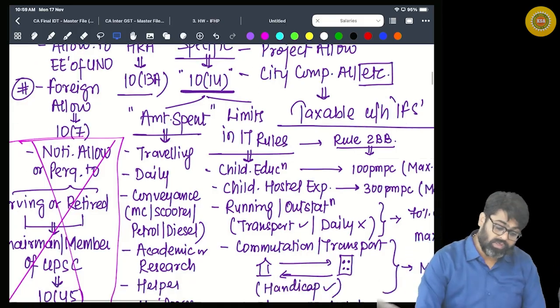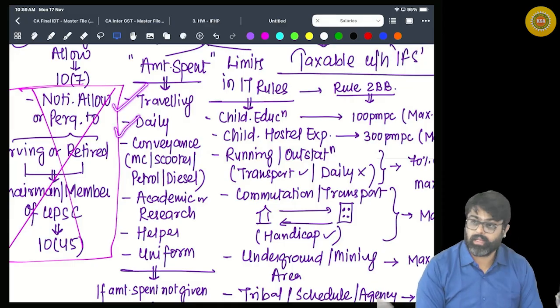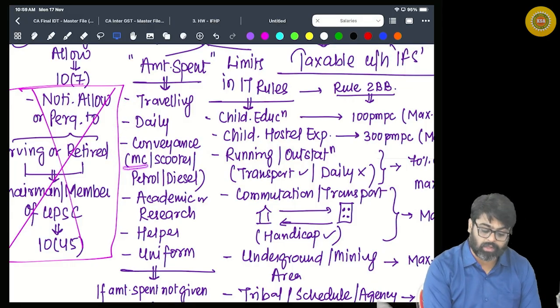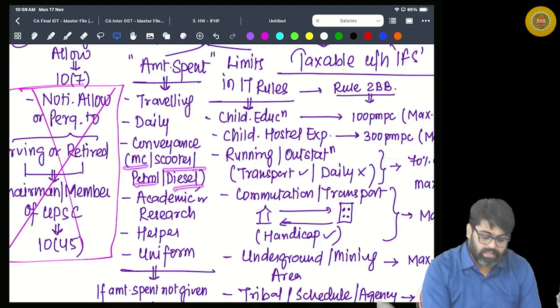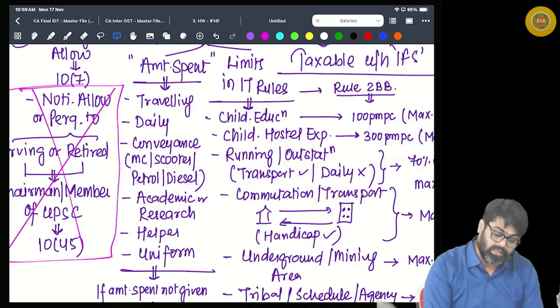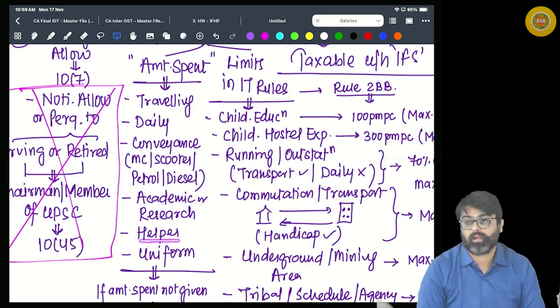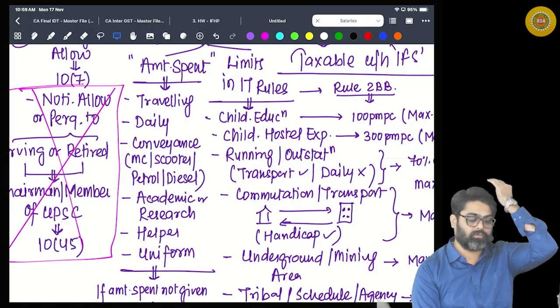Okay. Now, which are those allowances? Traveling allowance, then daily allowance, then conveyance allowance. Conveyance allowance is sometimes also known as motor car allowance, scooter allowance, petrol allowance, diesel allowance, and next is academic or research allowance, then helper allowance, then uniform allowance. Yes or no? Will you remember this?